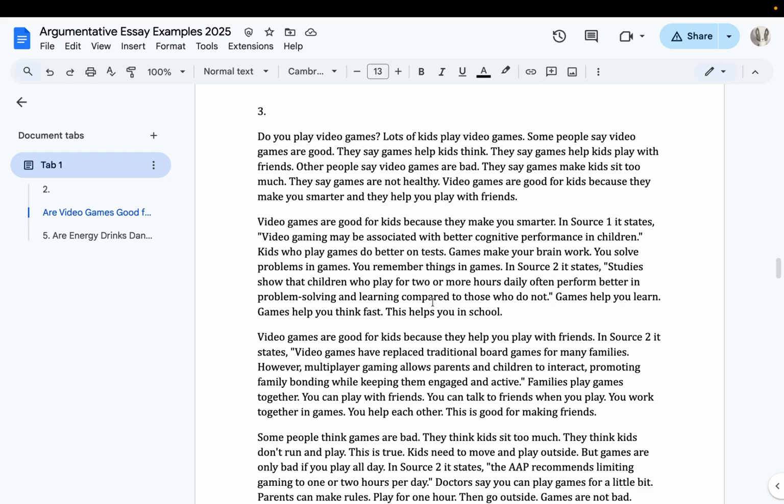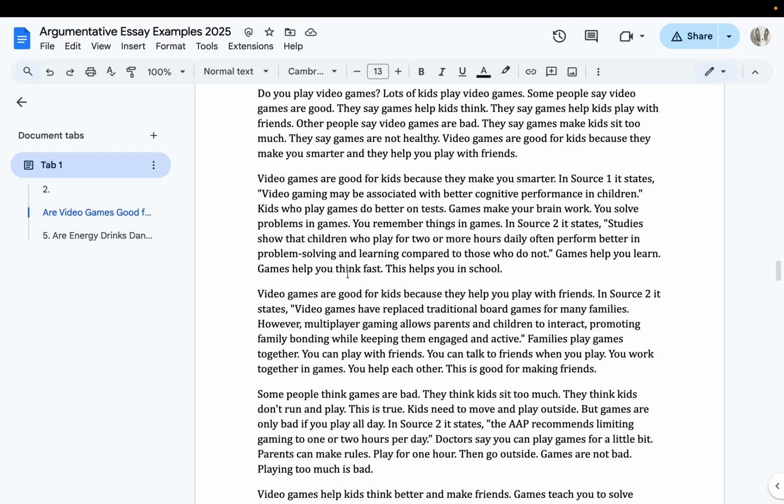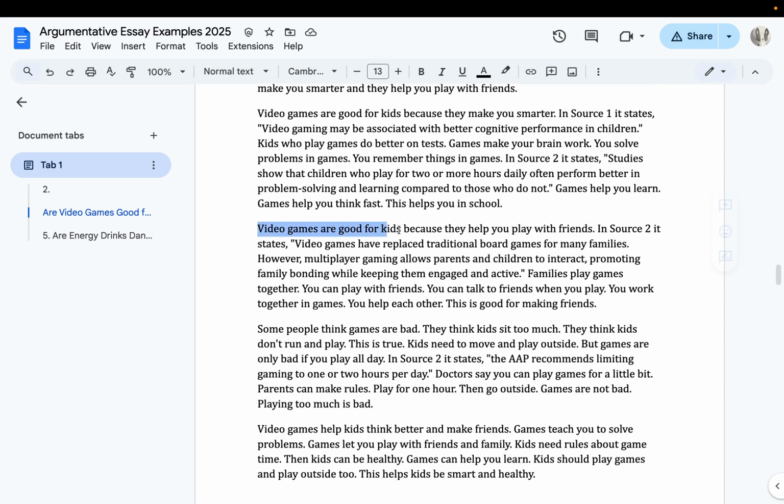So some of you guys might be laughing, like, oh my God, who writes like this? But there's a lot of us that write like this, right? And that's okay. We're gonna get better. But this is still a decent essay, this will probably get you like an S, okay? Because this is very basic. This is like the bare bones. And then their second topic sentence, it has everything. Video games are good for kids because they help you play with friends. They have their evidence and their elaboration.